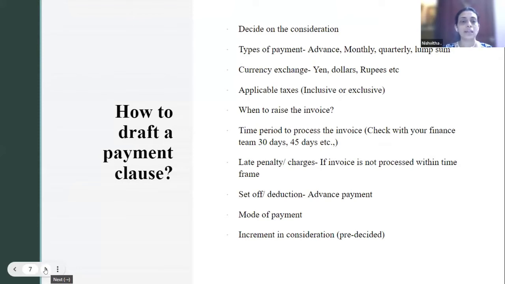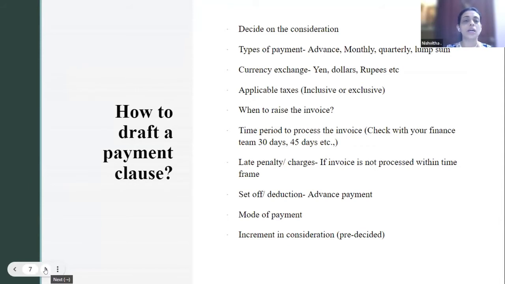Mode of payment in international contract, definitely cash is not appreciated. So always it is bank transfer. So do mention the bank details and do call that out. Increment, at times, if they say after a month, 10% increment is applicable. After 1 year, 20% is applicable. If any such increment is pre-decided, you can mention it. If it is not, then parties may mutually agree at the end of the term. You can just give this caveat statement and just close it.